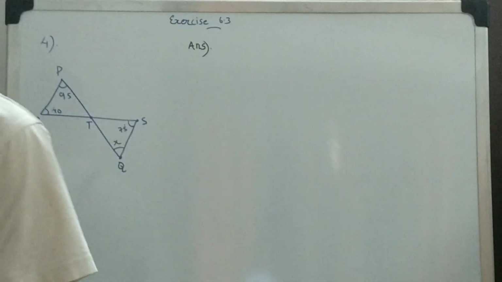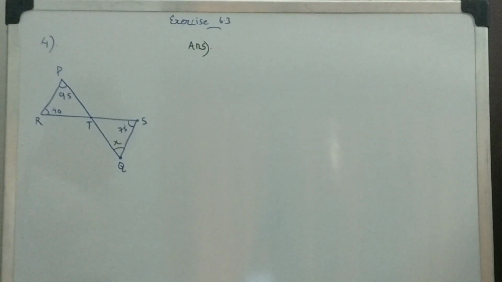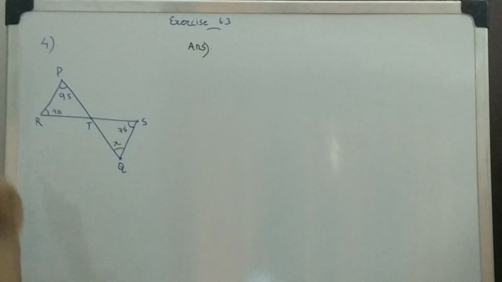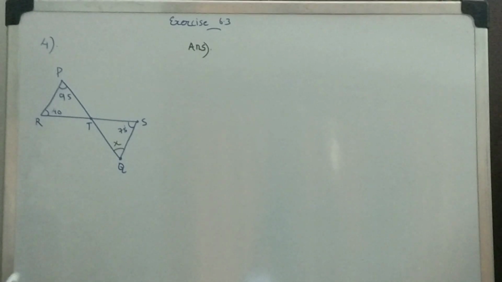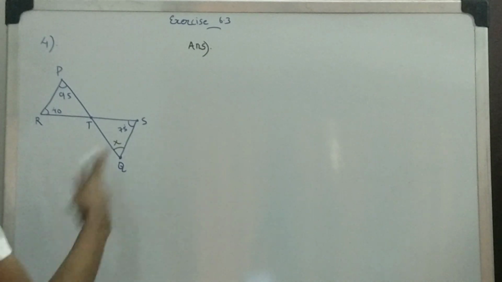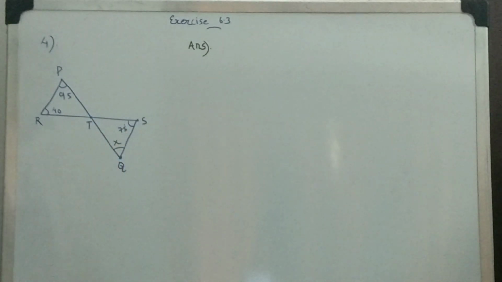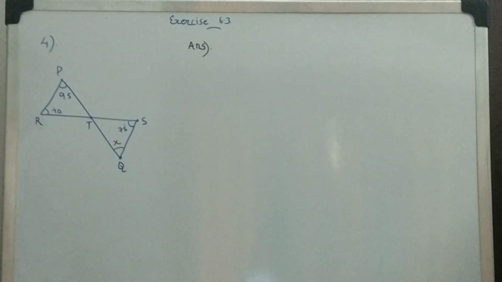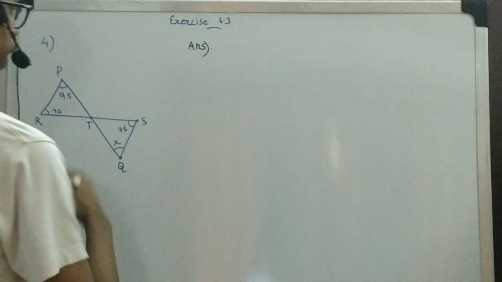So now let's do our rest of the questions. Okay, so next, question number 4. In the figure, if lines PQ and RS intersect at point P such that angle PRT is equal to 40 degree, angle RPT is equal to 95 and angle TSQ is equal to 75 degree, find the value of angle SQT. Okay, so angle SQT I have taken as X over here. So let's find the value of angle X.